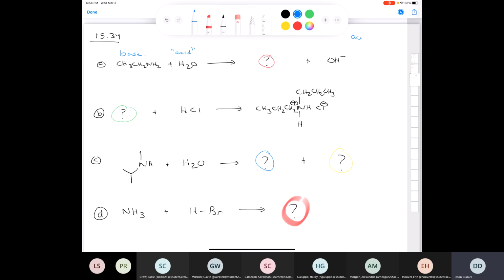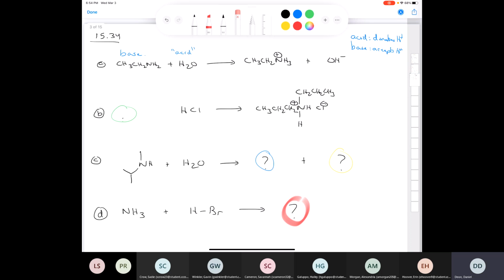What does an acid do? An acid donates a proton, and a base accepts a proton. So if the base is going to accept a proton, after the water loses a proton, you're left over with OH minus. So what you're going to have here will be the amine, but with 1 extra hydrogen. The extra hydrogen is going to be on the nitrogen, so it will have a positive charge.